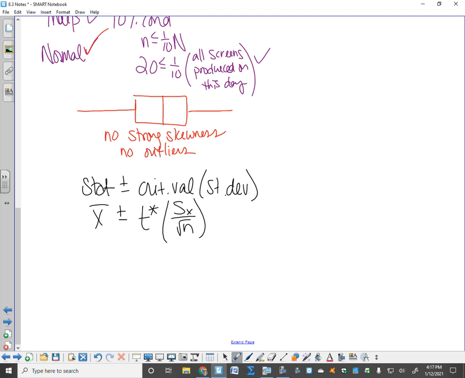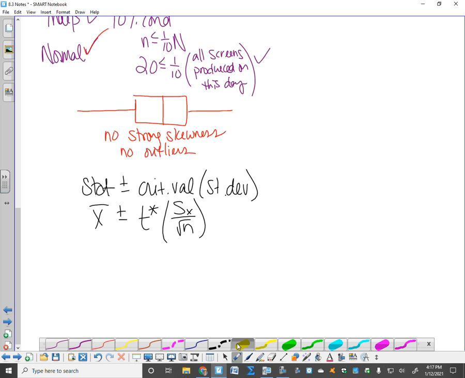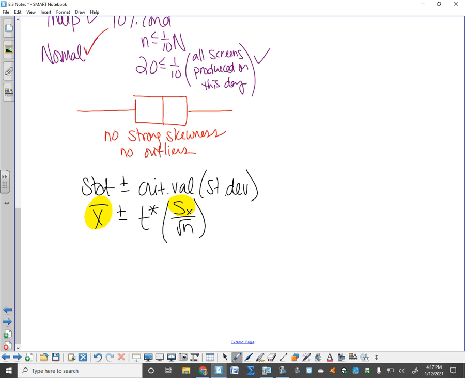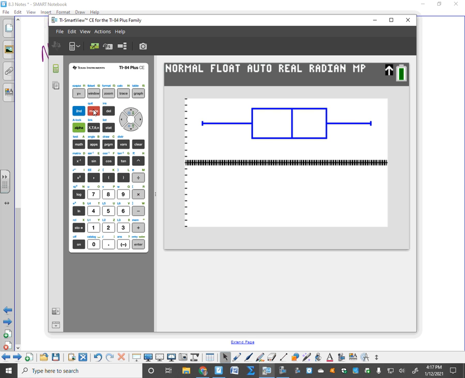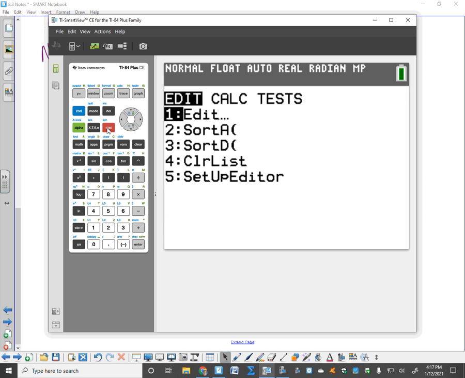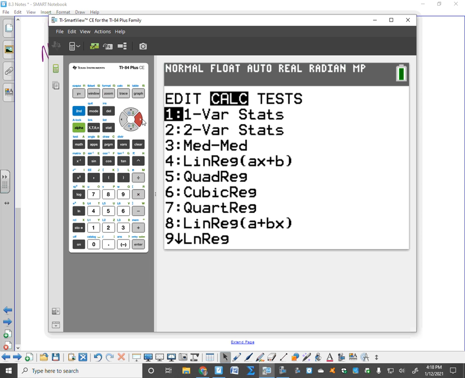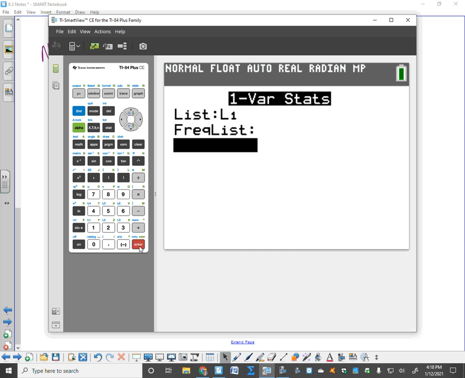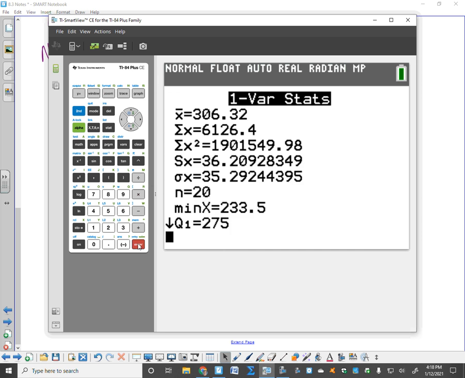Okay, guys, I don't know x bar or t star or my standard deviation. I know nothing. So I need him and him. The only thing I know up here is n. Then separately, I'm going to go find him. So to find what's yellow, I'm going back to my calculator. I'm going to quit out of that. I'm headed to stats. I'm going over to calc. And I'm going to do a one variable stats run on my L1. And make sure your frequency list is empty. It is going to give me my x bar and my s sub x.